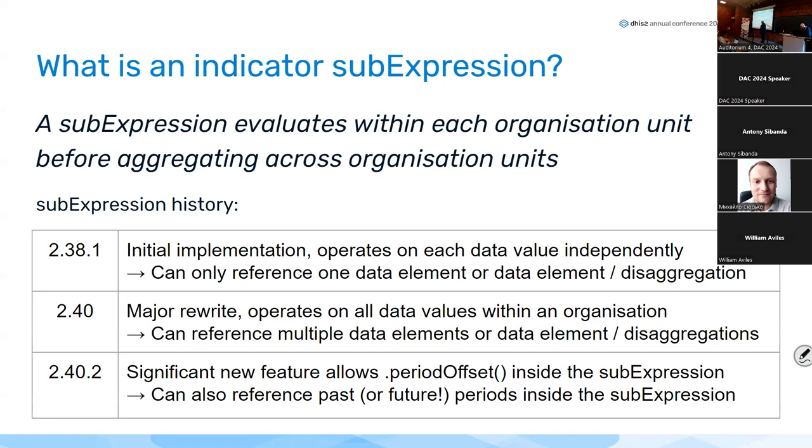In 2.40, there was a major rewrite of the sub-expression so that it could operate on all data values within an organization unit. And so you can get one data element's disaggregations. You can say, as Scott was saying, where the under 1 and over 1 were reported, was the male reported and the female reported. You can look at all the disaggregations.